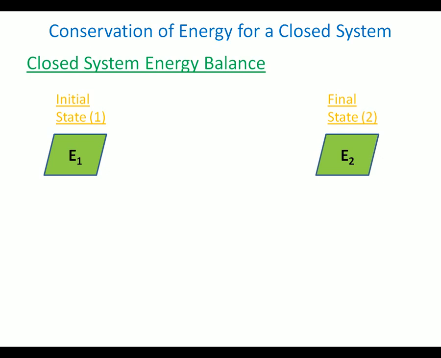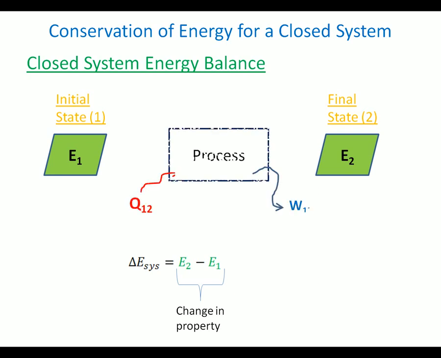So if no mass can change between the initial and final state, then we can say that the change in the property of the energy of this system is going to be the energy at state 2 minus the energy at state 1. That's going to give us our delta. Well, since no mass is changing, the only thing that can change is going to be energy. So we'll have a process that occurs. The process is what takes you from one state to the other. And in that process, we will have some heat transfer and some work occurring.